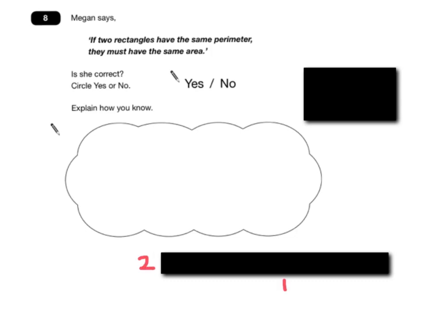This is one of those questions where you need to demonstrate that you understand what they're saying. So if two rectangles have the same perimeter, they must have the same area. Well, it's not true, and this is why.